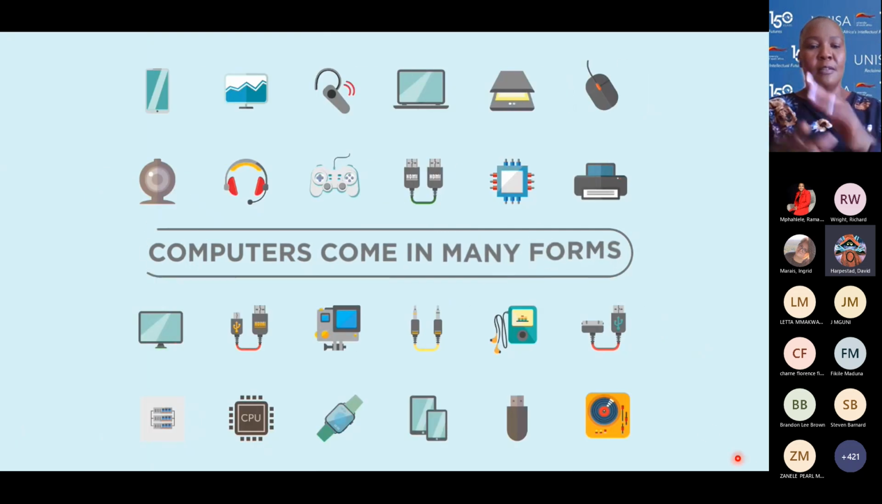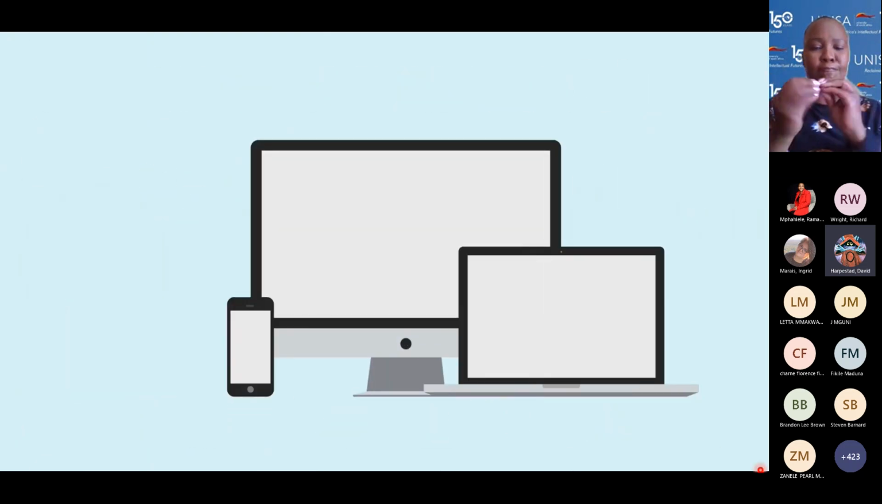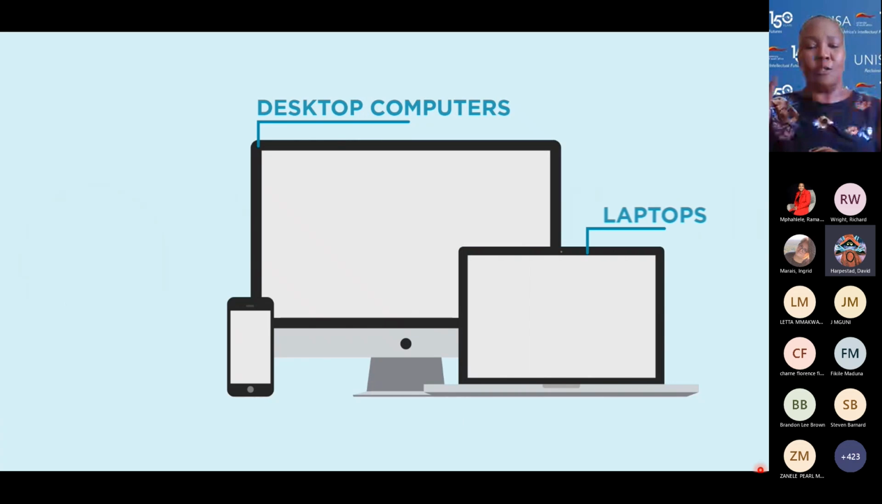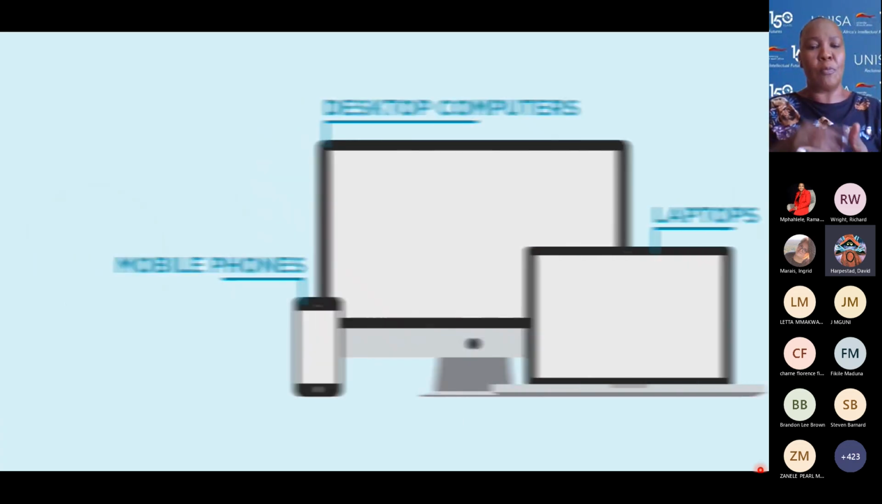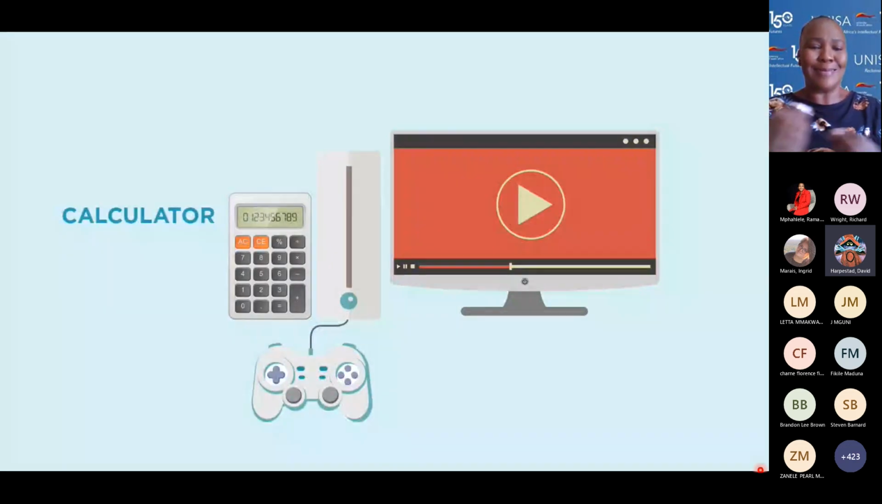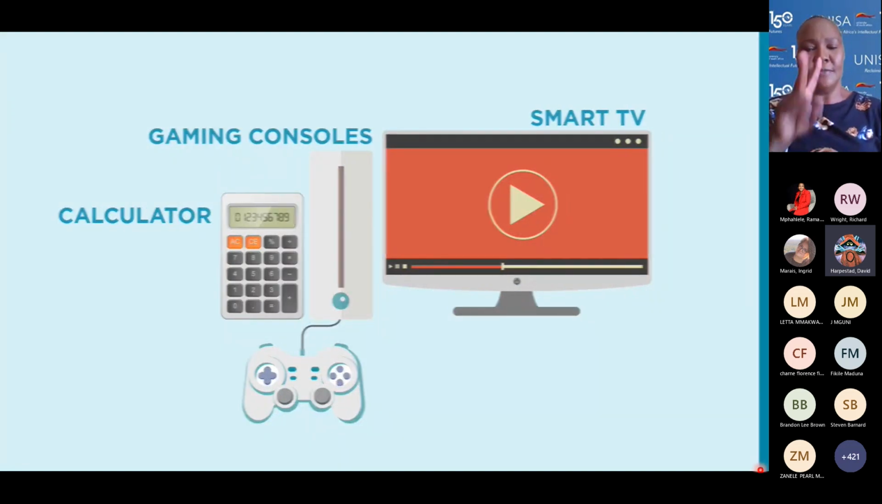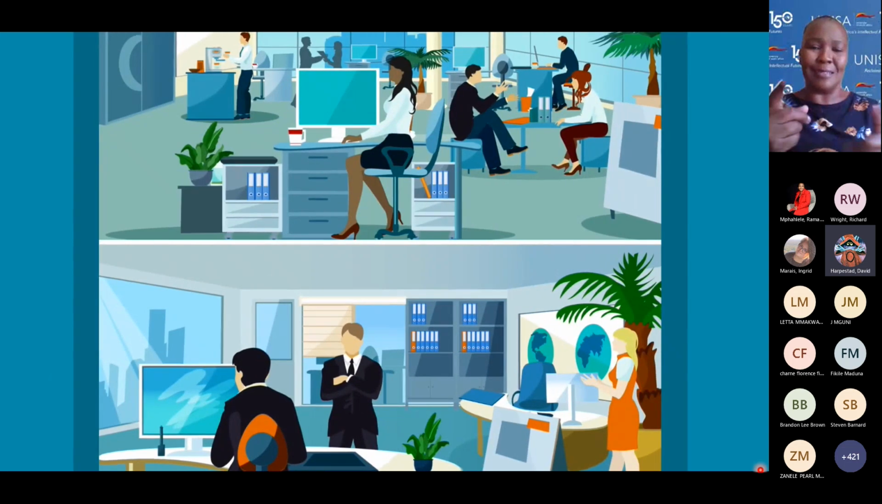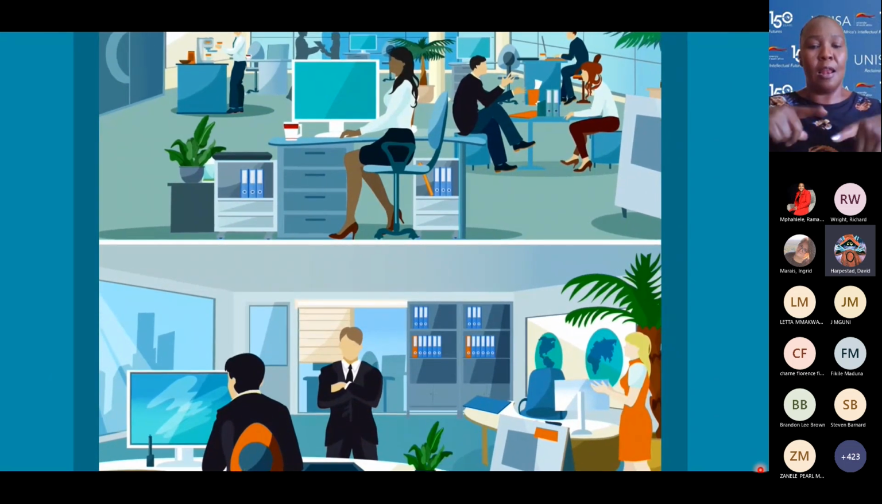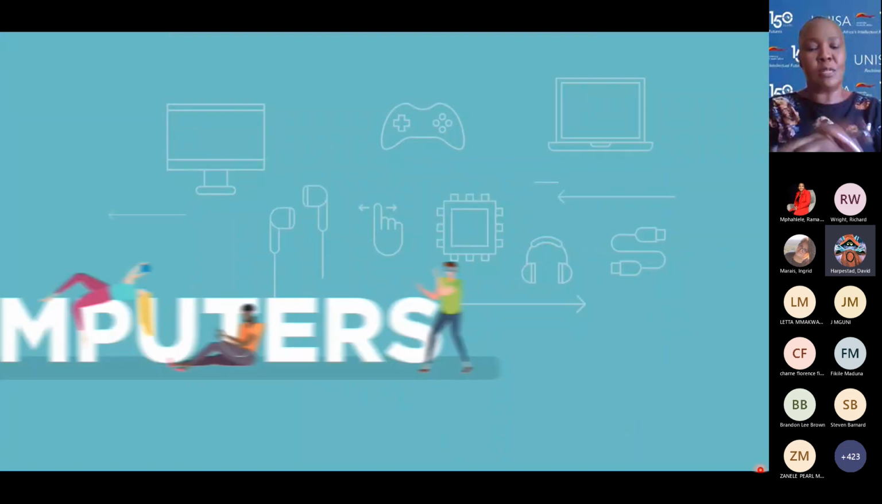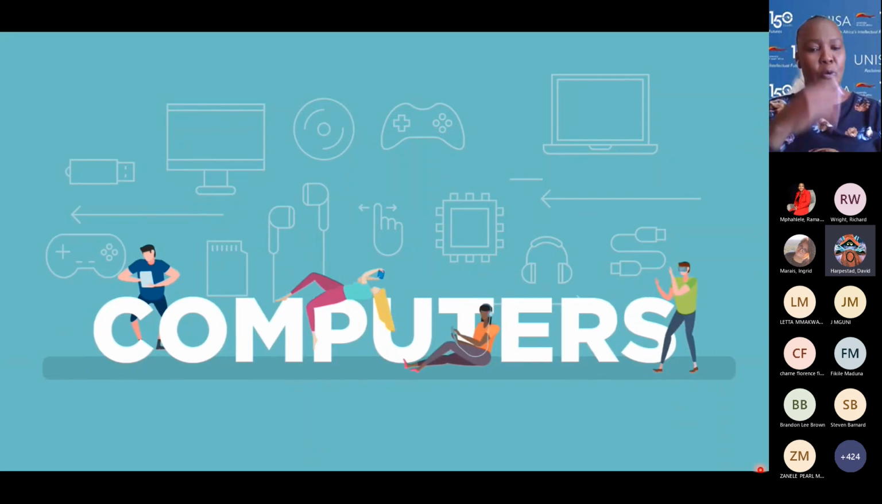Computers come in many forms. Some of the most common types are desktop computers, laptops, and mobile phones. But other types of devices such as calculators, gaming consoles, and smart TVs are also computers. The types of computers that we use in our daily lives are called personal computers. Let's look at some of the most common types of personal computing devices and their uses.